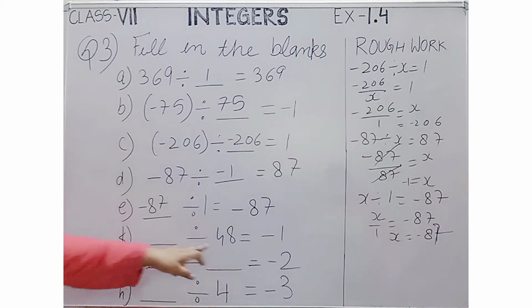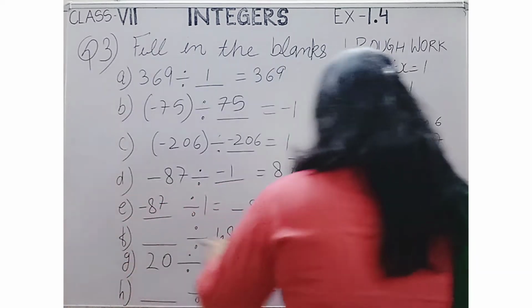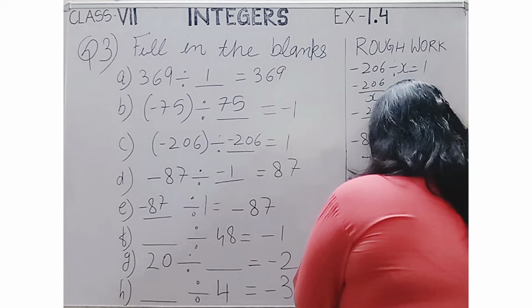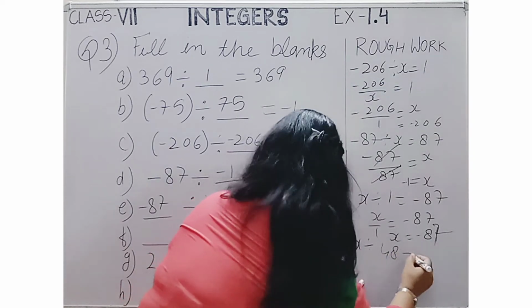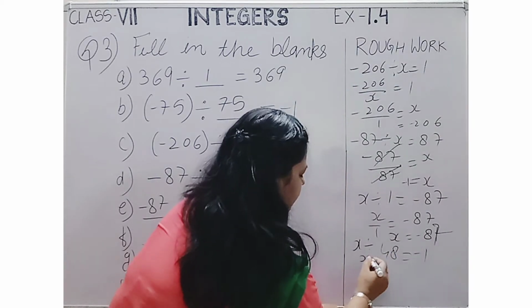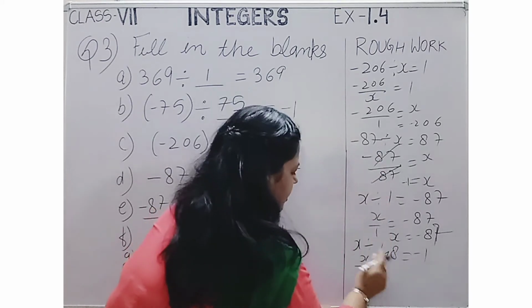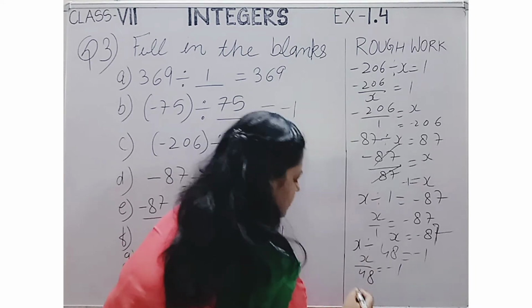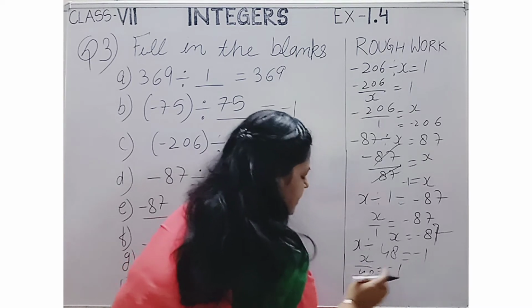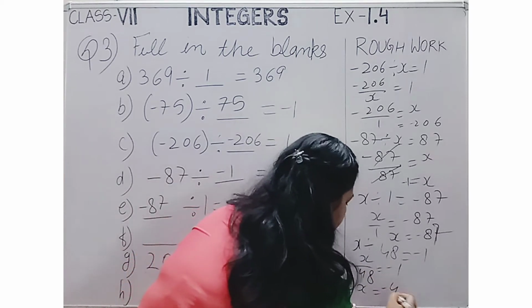F part is unknown number x divided by 48 equal to minus 1. So same steps we will follow. x upon 48 equal to minus 1. Transpose, x equal to minus 1 multiply with 48. So minus 48.